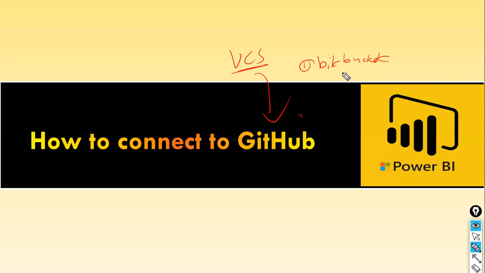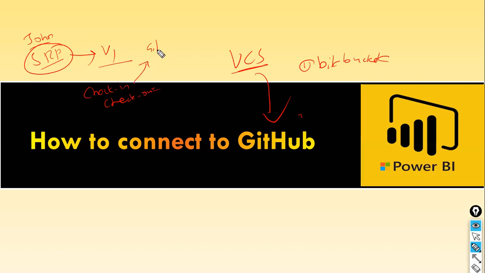For example, you create a report today. You name that version 1. Let's say you created a report, say sales revenue performance reporting, and this version 1 you just checked in. There are two terms you must have heard about: check in, check out. Let's say your name is John, and today you developed this report and checked in this code in your GitHub.